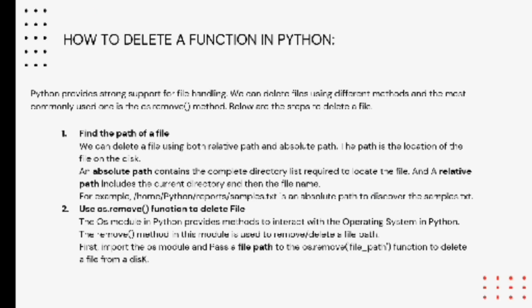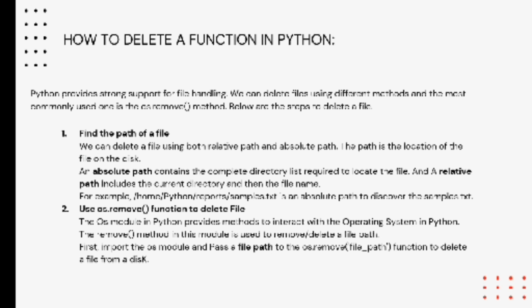How to delete a file in Python. Python provides strong support for file handling. We can delete files using different methods, and the most commonly used one is the os.remove method. Below are the steps to delete a file. The first step is to find the path of a file. We can delete a file using both a relative path and an absolute path. The path is the location of the file on the disk.